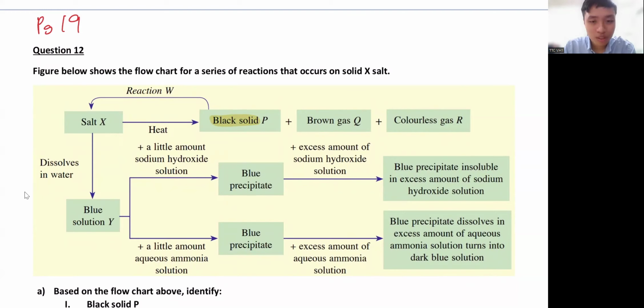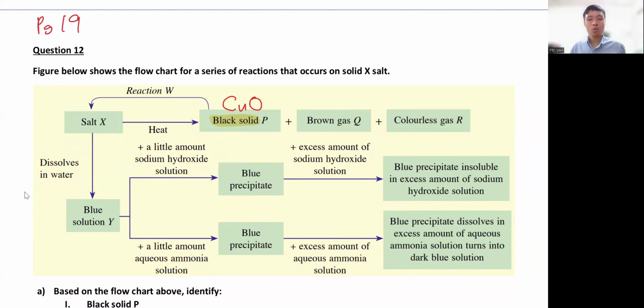Who remember black solid? The only possible is copper 2 oxide. Normally copper is blue color, I know. Blue color solution. Copper 2 nitrate, copper 2 sulfate, all blue color. Some of it a bit of green color. Except one that's black color solid is copper 2 oxide.